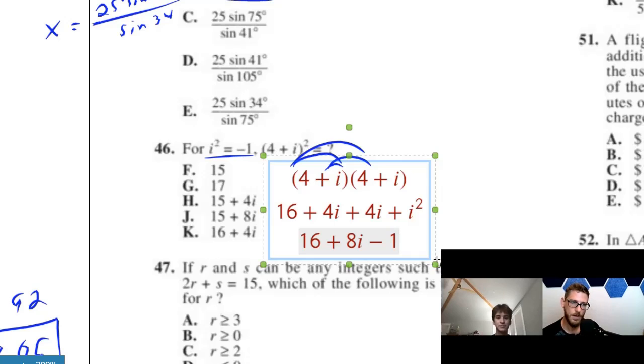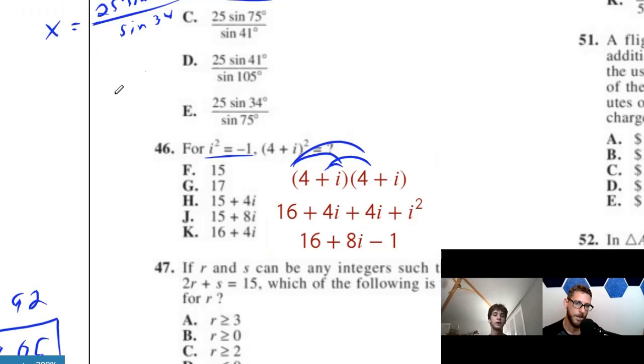So yeah, we collect like terms. 4i plus 4i is 8i. i squared is -1. So we get here 16 plus 8i minus 1. Collect like terms again, and you get 15 plus 8i. So that's choice J. All right. Okay, any questions on how I got there? No. Yeah, that makes sense.